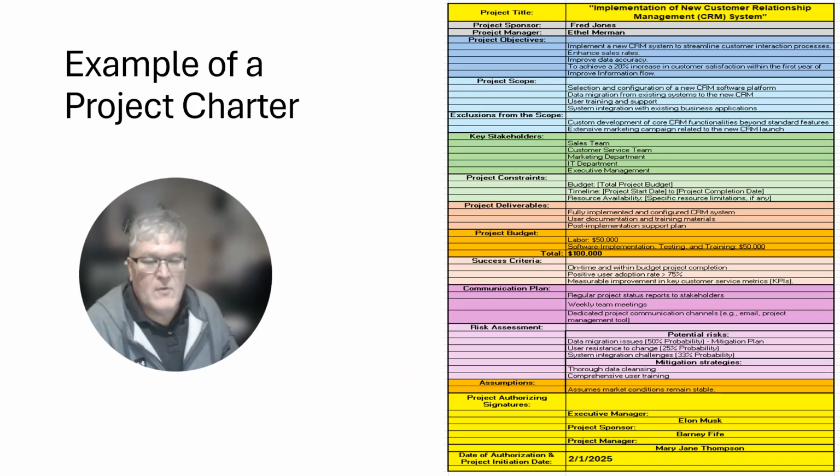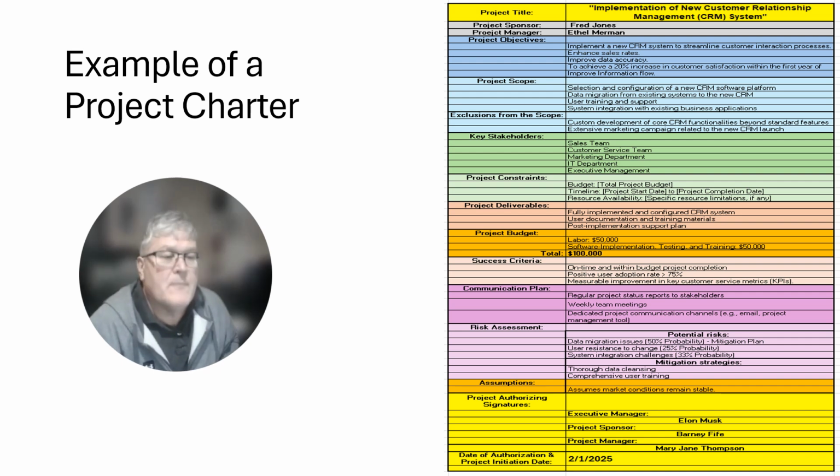Provided here is an example of a project charter. This might be found on a template readily available from a project management office. If you can see at the top, there's a project title. In this case, the example is Implementation of a New Customer Relationship Management System. There's a project sponsor. There is a project manager, direct objectives, project scope, exclusion from the scope, key stakeholders, project constraints, project deliverables, a budget, and it delineates success criteria.